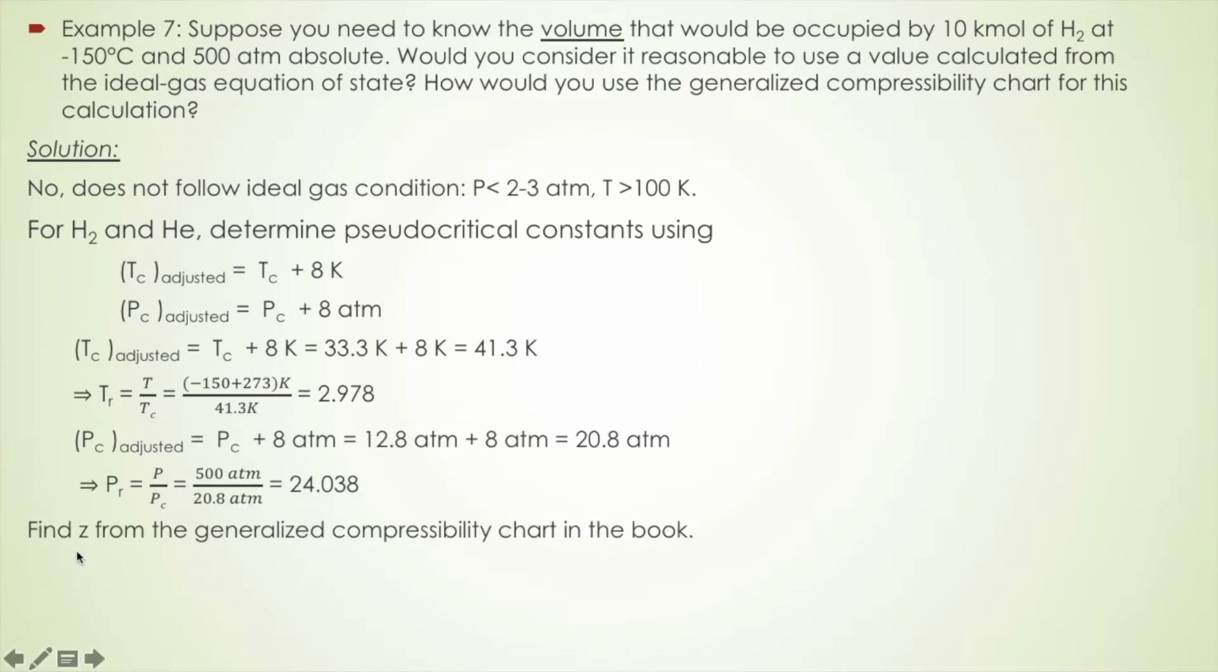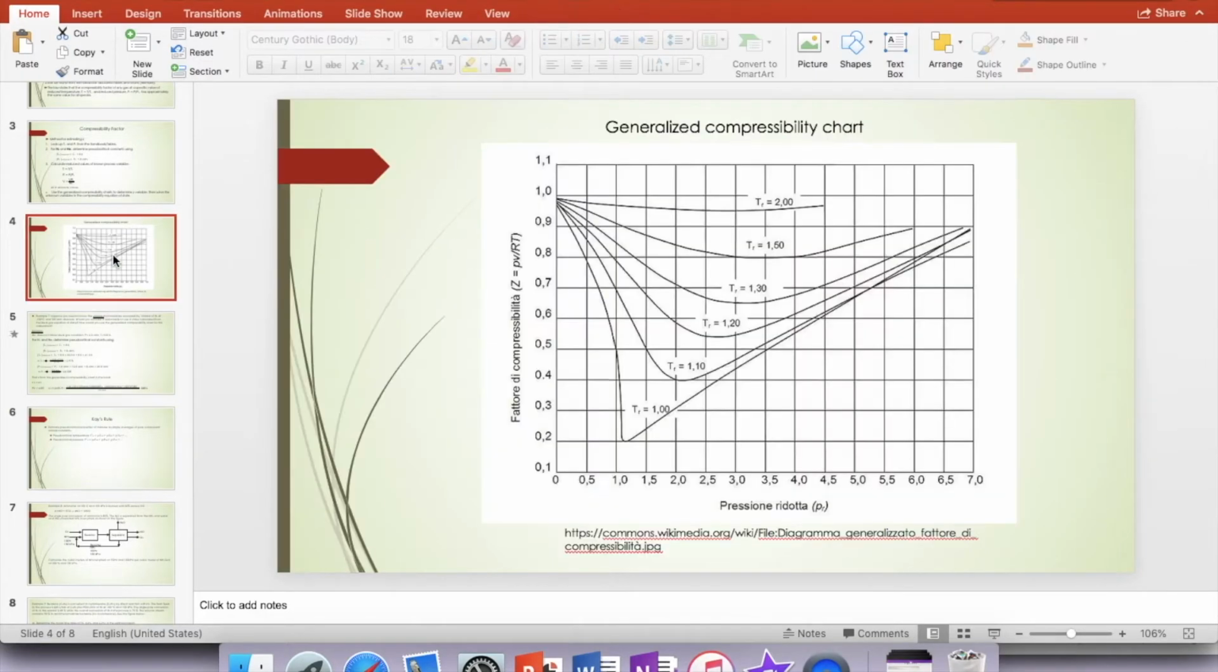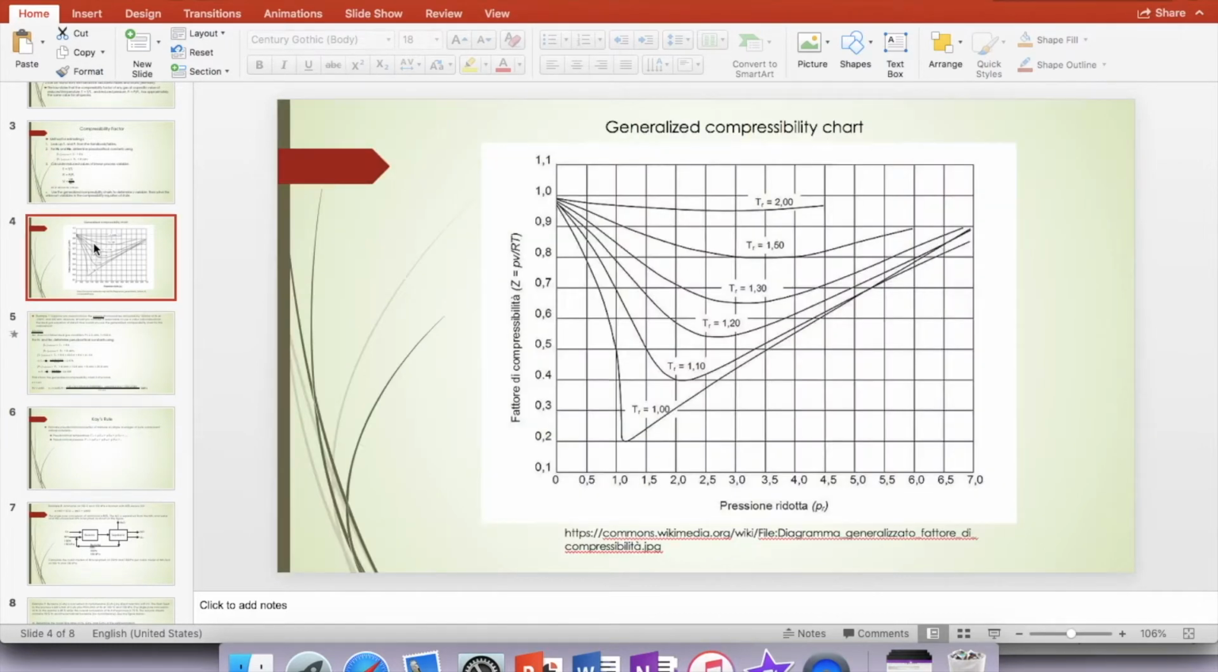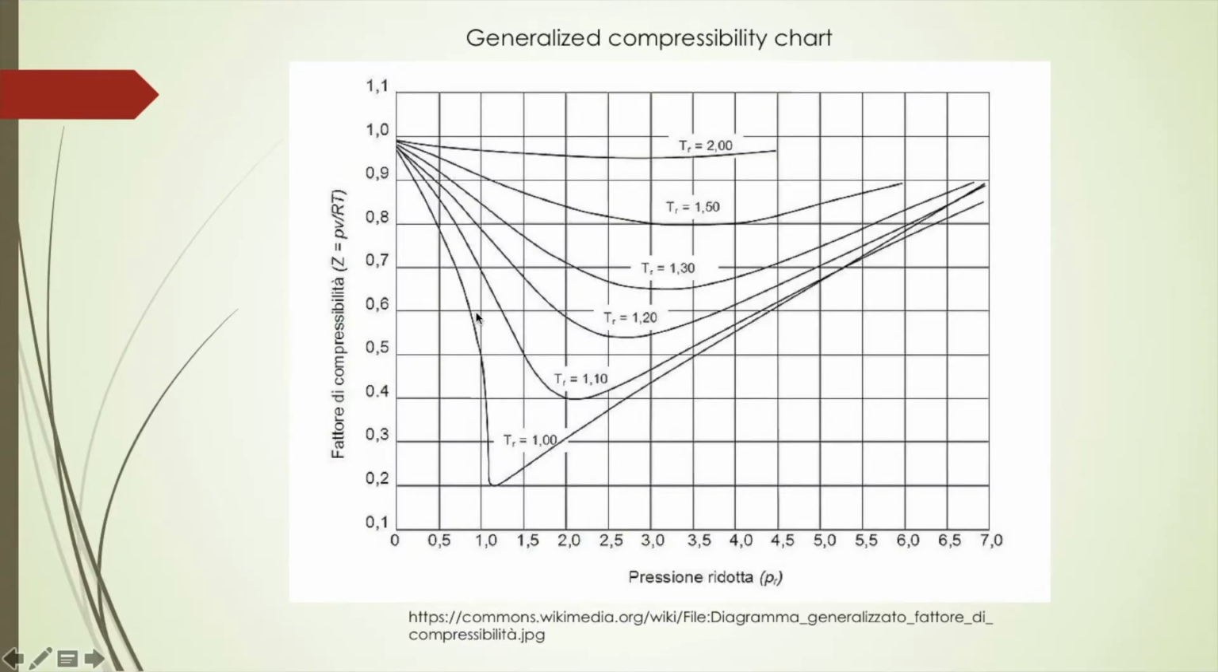Now we can find the Z value from the generalized compressibility chart in the book. Your compressibility chart looks like this. First of all, you have to calculate T sub R and P sub R. Let's go to the textbook and find the T sub R value. The T sub R curves are across the chart, in a weird looking shape, shaped like a V.